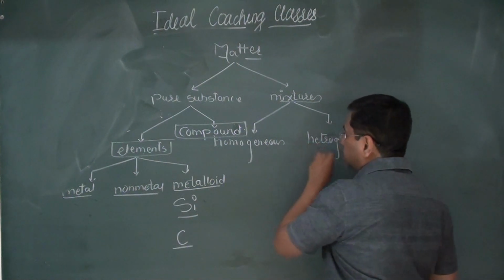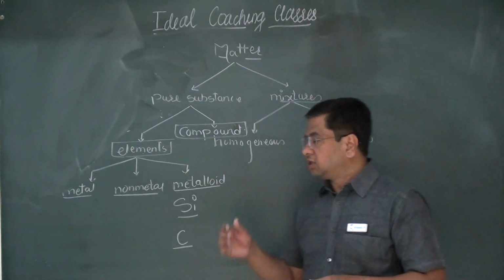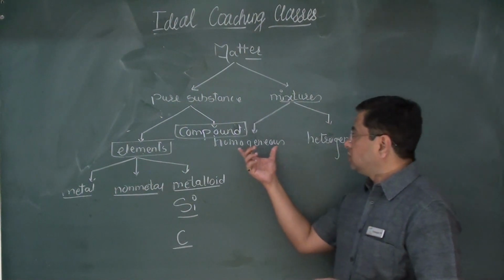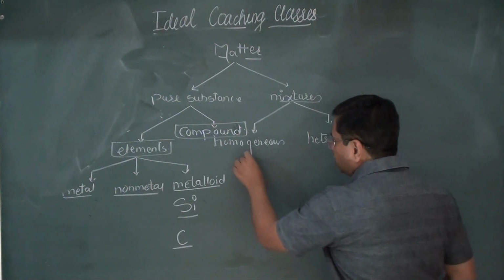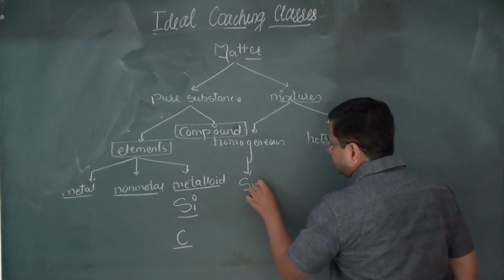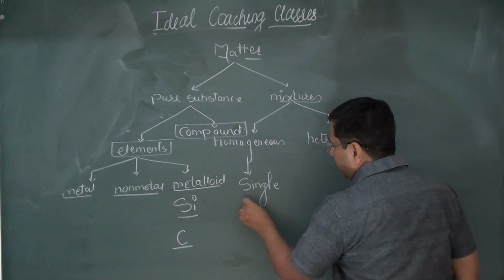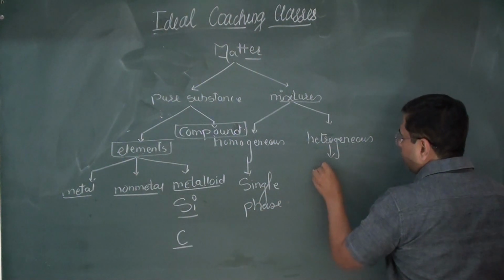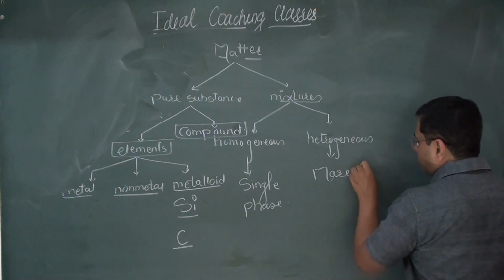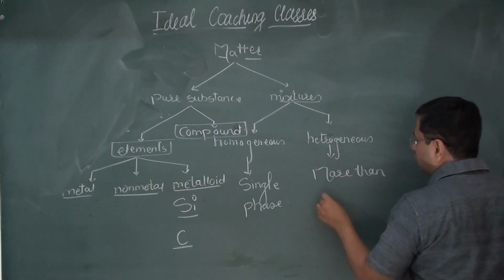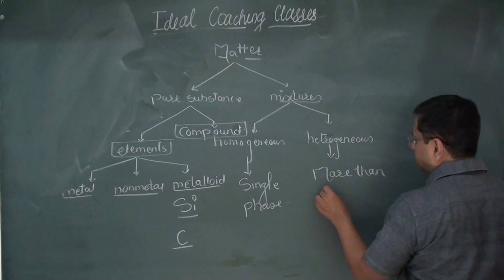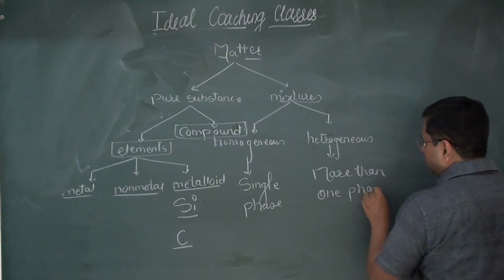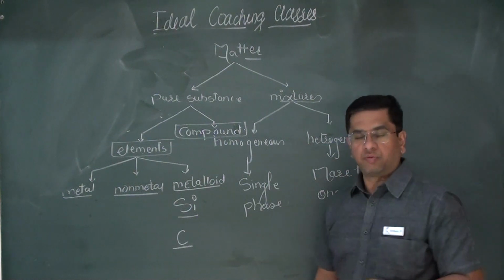There are two types of mixtures. One is a homogeneous mixture and another is a heterogeneous mixture. Fine. What is a homogeneous mixture? The mixture which is in a single phase is a homogeneous mixture, and the mixture which is in more than one phase is a heterogeneous mixture. Fine.